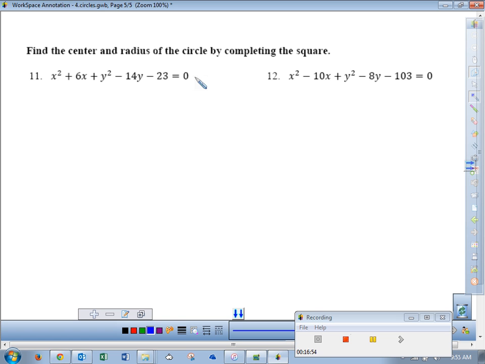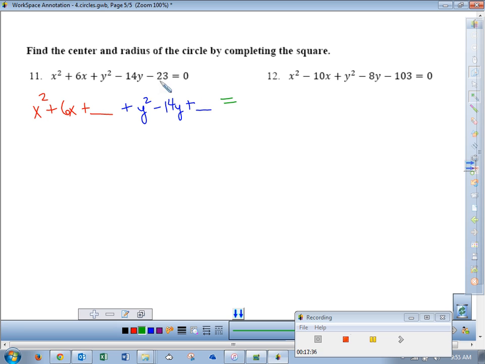This is one of the main reasons why completing the square was invented, was to say, I would like to put this in center radius form. Easy way to do it: all your x stuff has to be together in order. So let's write x squared plus 6x, and let's put a plus blank with it. Completing the square is all about putting the plus blank. Then y stuff comes next, goes in order: y squared minus 14y plus blank.